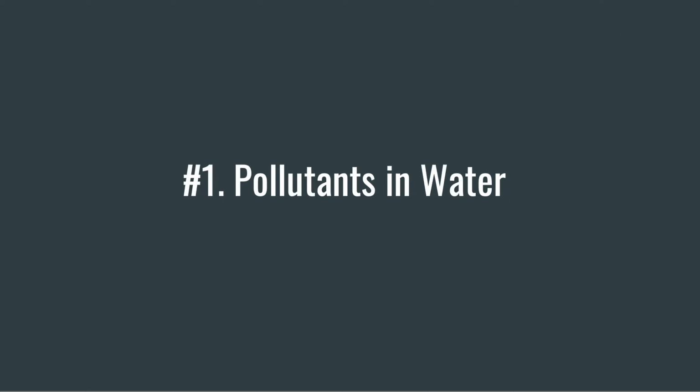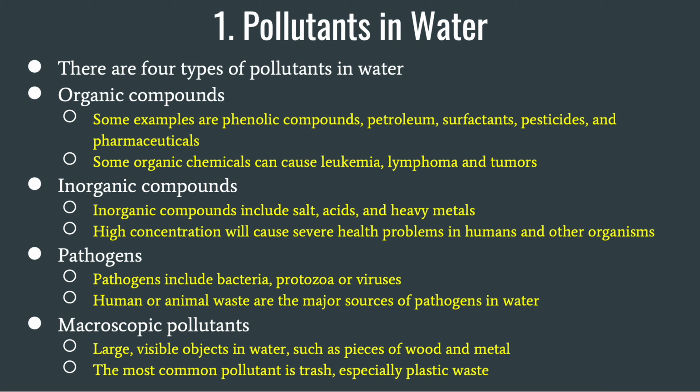My first topic is pollutants in water. There are four types of pollutants in water. And what are they? Well, organic compounds is one. Some examples are phenolic compounds, petroleum, surfactants, pesticides, and pharmaceuticals. Some organic chemicals can cause leukemia, lymphoma, and harmful tumors.